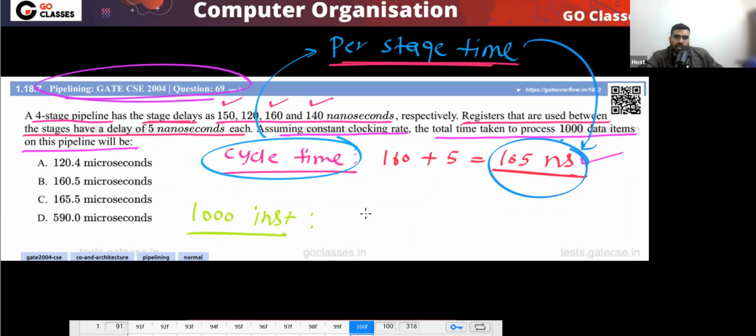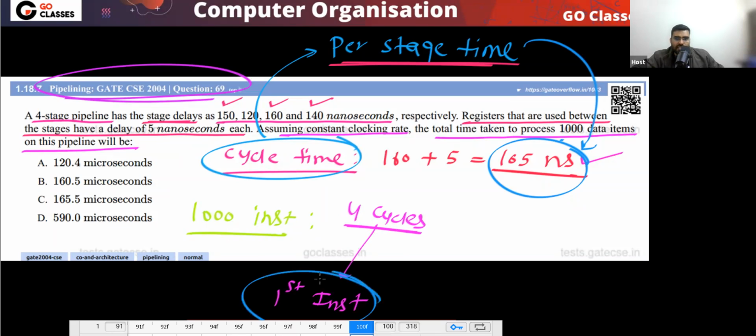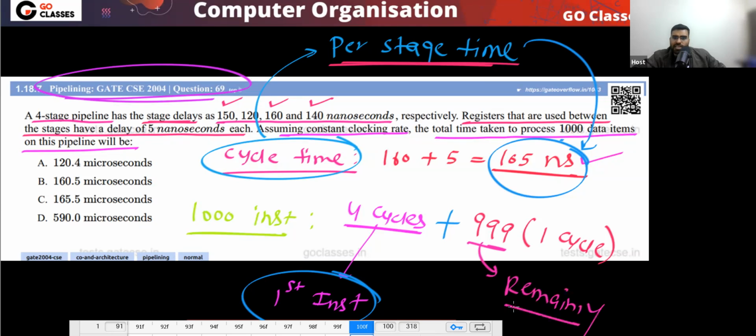For the first instruction you have to go through all the stages, right? So for the first instruction you need 4 cycles. After this, the remaining instructions need only one cycle each. So finally, what will be my answer? The answer will be 1000 plus 3 cycles, that many cycles I need.